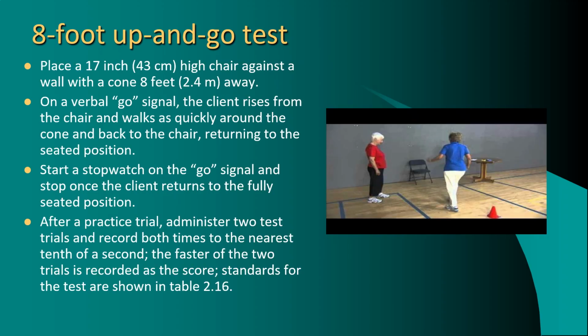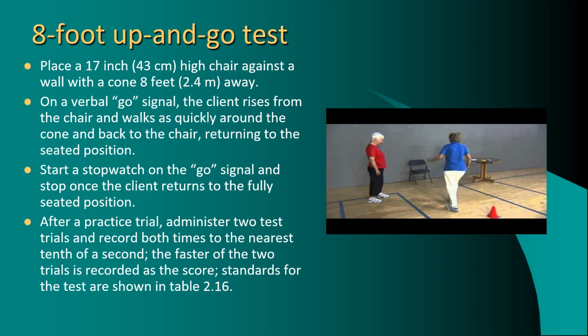So the 8-foot up and go test, you place a 17-inch high chair against a wall with a cone 8 feet away. You place it against the wall because when they come back, they may move it back. So you want to be up against the wall so that that doesn't happen. And if you click on that, you can watch the video. That'll help you to remember.